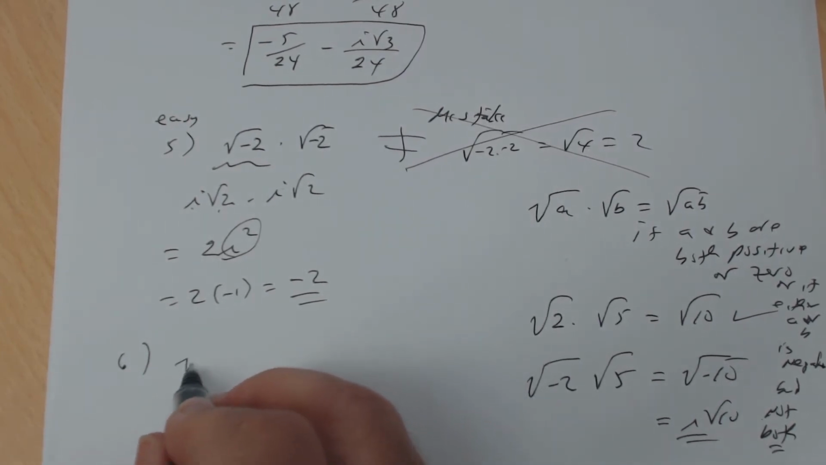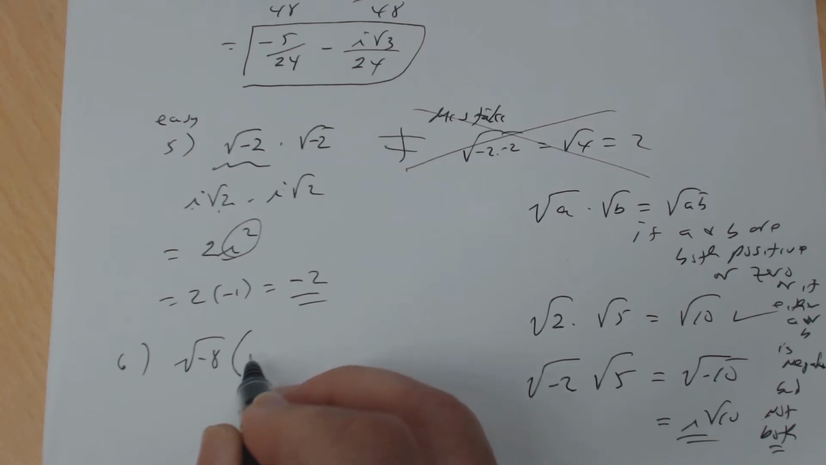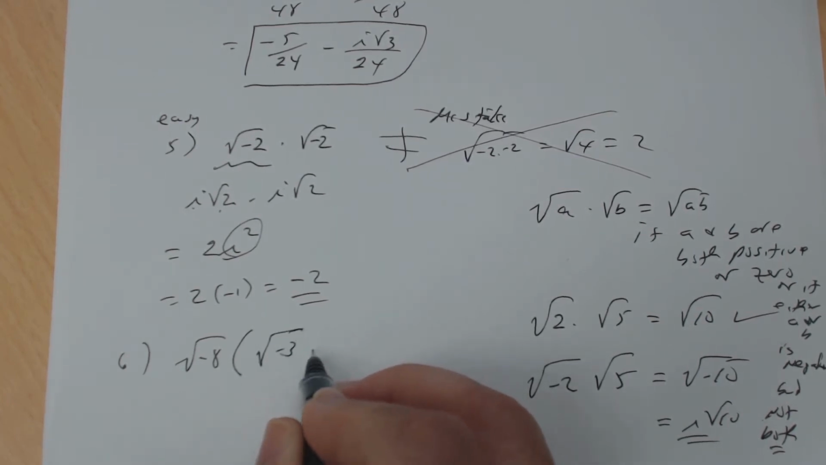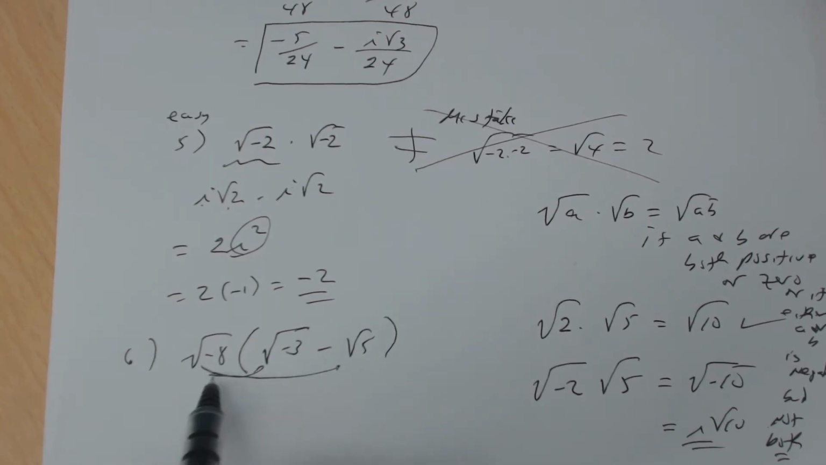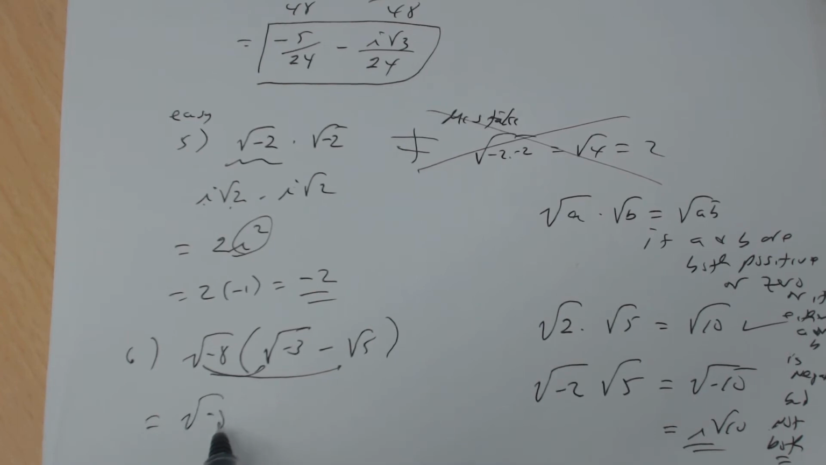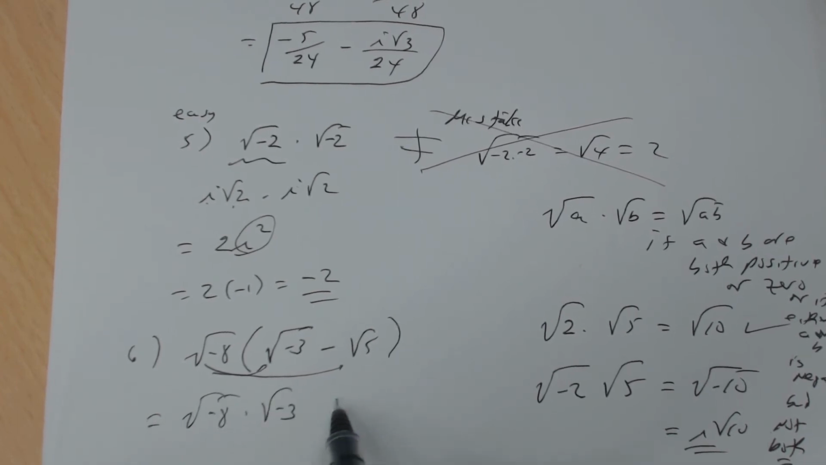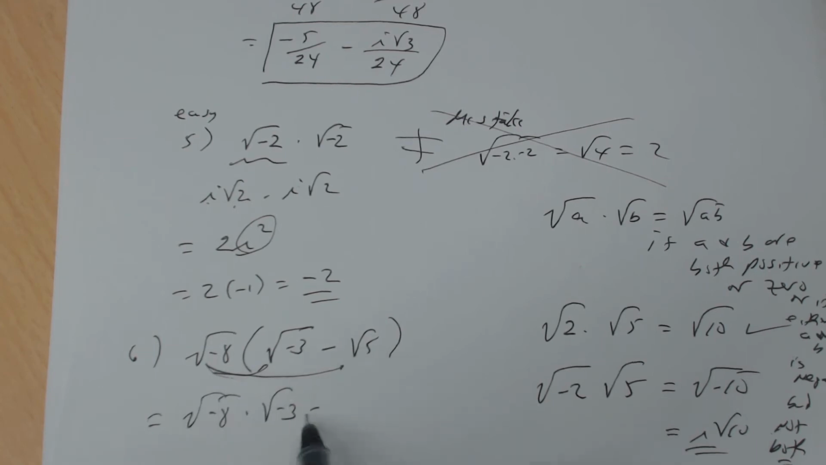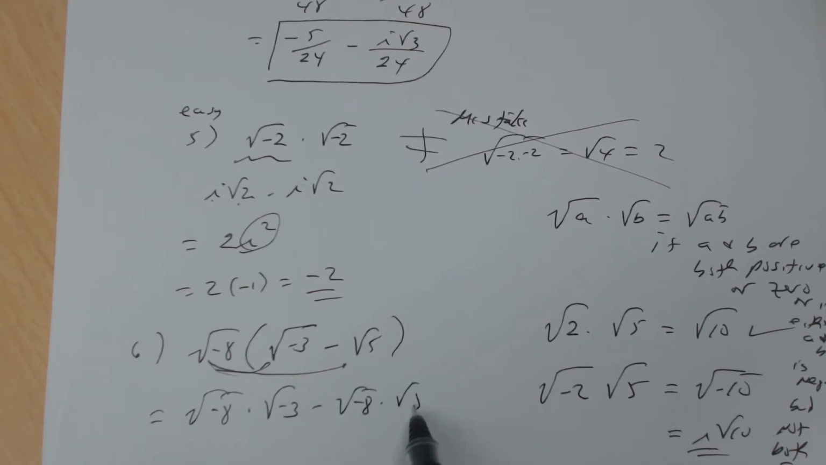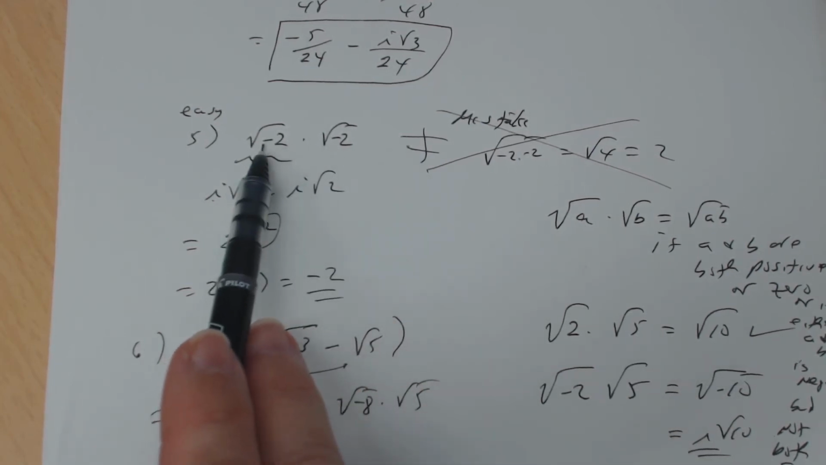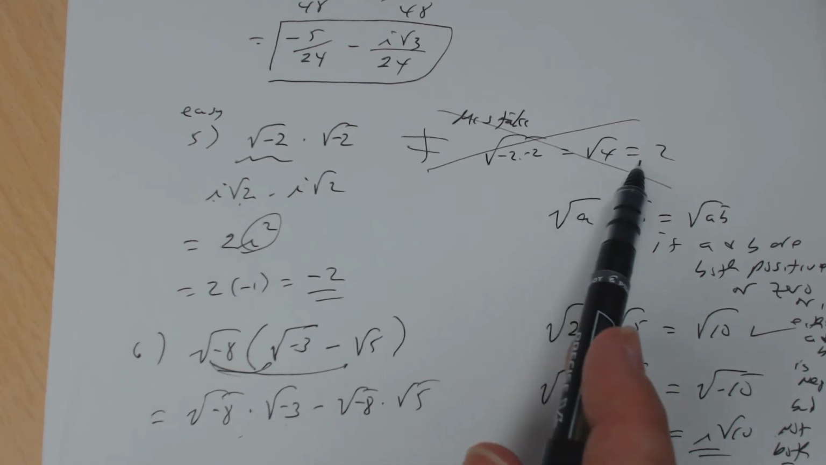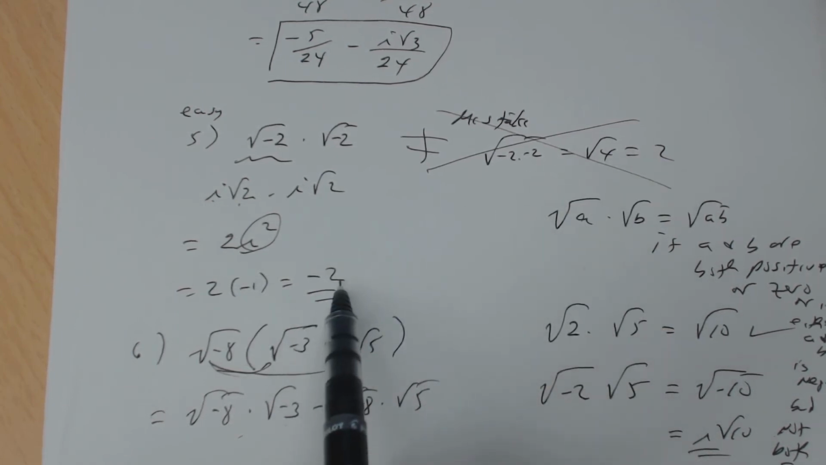You have the square root of negative 8 times the quantity square root of negative 3 minus the square root of 5. Now if I distribute this, you've got to be careful, because you're going to get the square root of negative 8 times the square root of negative 3, minus the square root of negative 8 times the square root of 5. Now, you can't say that's the square root of positive 24, because we just saw that doesn't work. The square root of negative 2 times the square root of negative 2 does not equal the square root of 4, which is 2. It's supposed to equal negative 2.